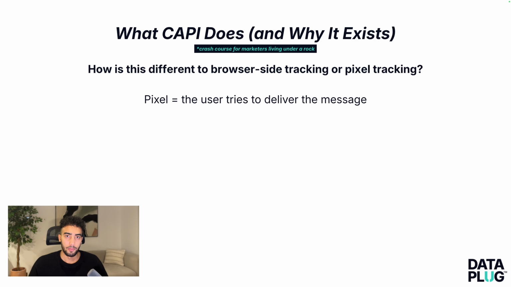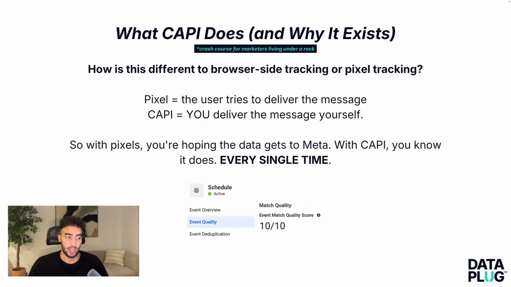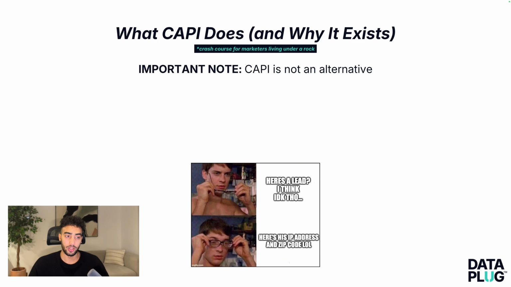Basically, for the pixel, the user is trying to deliver the message through the user's browser. With CAPI, with Conversion API, we deliver the message ourselves. With Pixel, we're hoping the data gets to Meta because we're relying on the user. With CAPI, it does because we're the ones doing it. So we know for a fact it will reach Meta every single time, and that's how you have a 10 out of 10 event match quality.